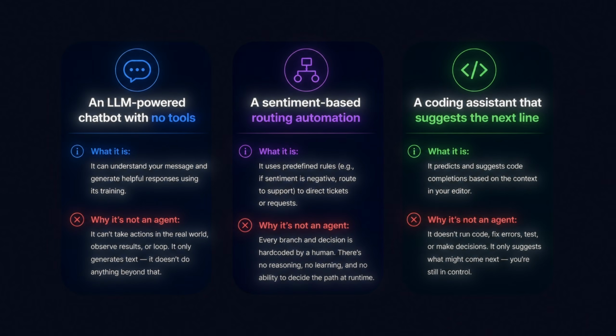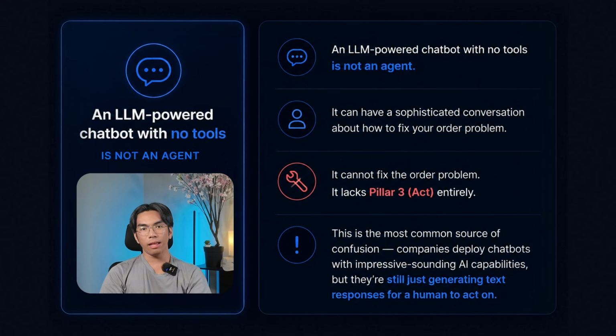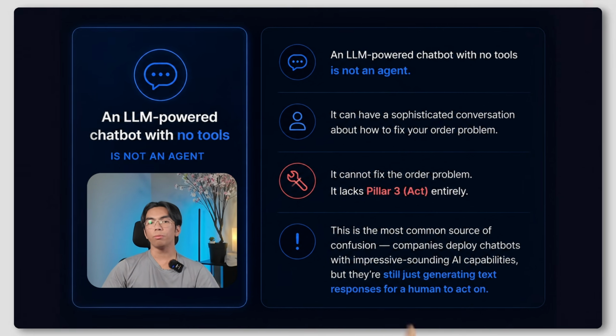Now, let's do the opposite. The 3 most common things people call agents that aren't. 1. An LLM-powered chatbot with no tools. It can have a brilliant conversation about how to fix your order problem, but it can't fix your order problem. It's missing pillar 3, act. This is the #1 source of confusion out there. Companies ship a chatbot with impressive-sounding AI and call it an agent, but it's still just generating text for a human to act on.